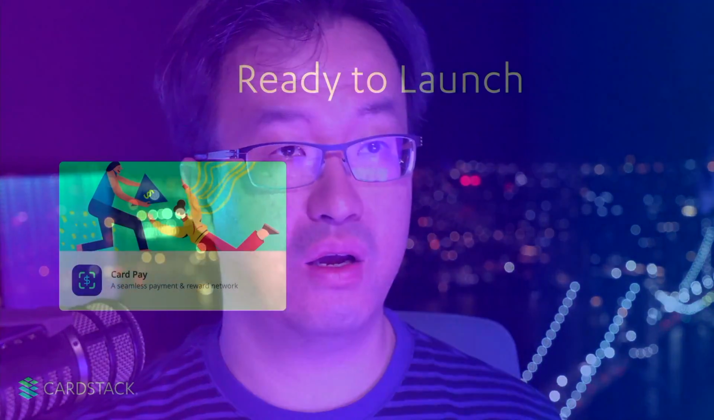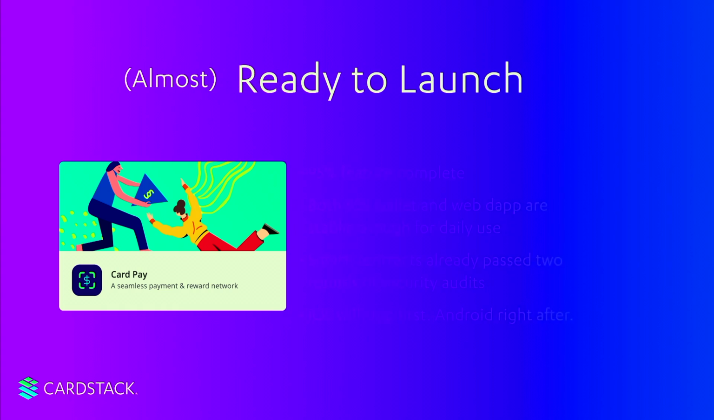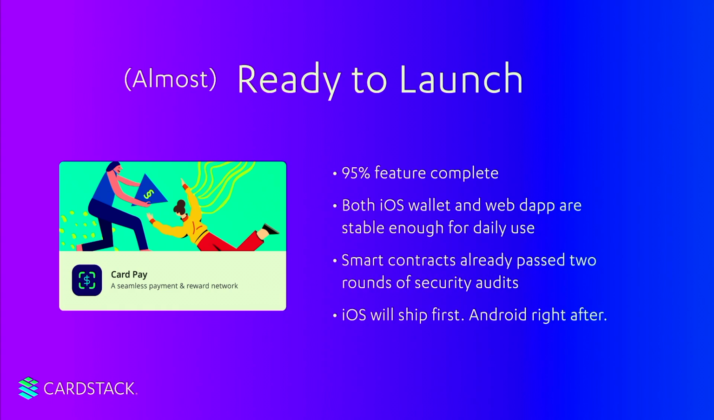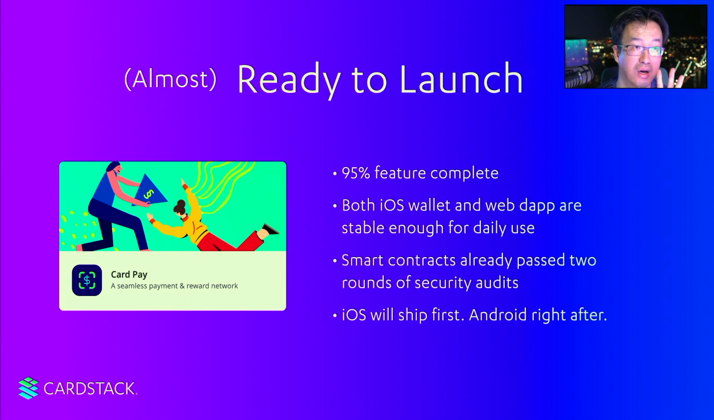So we are almost ready to launch. Looking at our feature roadmap, we're about 95% feature complete. The iOS wallet and web apps are stable enough for use, and we're just fixing some data consistency bugs so that when you have a transaction, we pull new data and make sure that we don't have any stale data in the app. The smart contracts have already passed through 2 rounds of security audits, and they are deemed to be as secure as a project that is built on really strong foundations like OpenZeppelin and Gnosis.